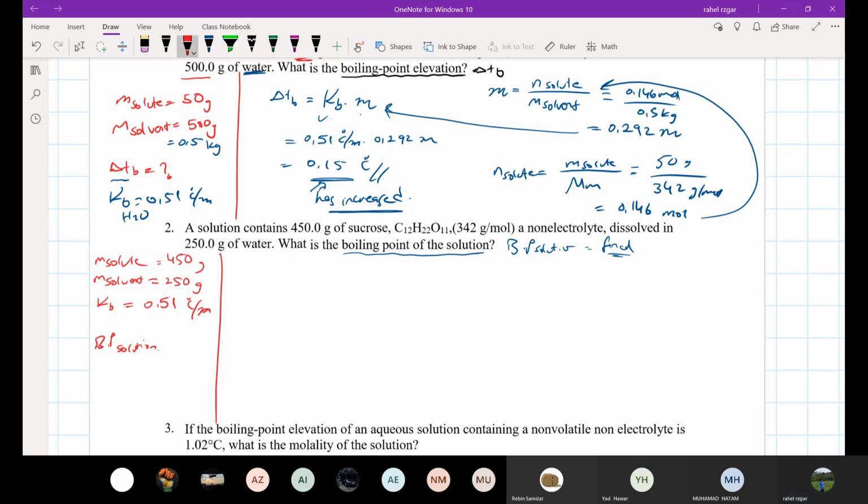Now, let's start with this rule. This rule is one of the rules: delta TB is equal to boiling point of solution minus boiling point of solvent. Do we have boiling point of solvent? Yes. Why? Because you have to know. Boiling point of solvent, which is H2O, is 100 Celsius.